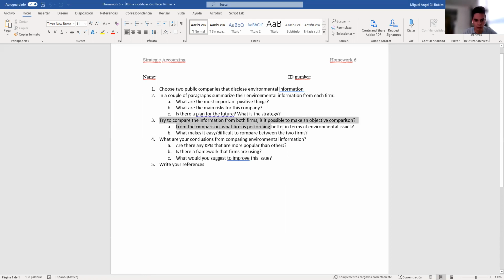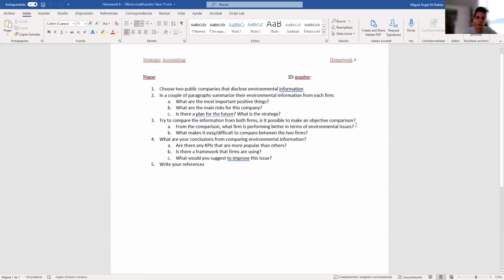And in point number 3, I will ask you to make a comparison between both firms. The first question that I'm going to ask is: is it possible to make an objective comparison? Yes or no, and why? If no, why not? If yes, why is it? And from that comparison, even if you can't make it, give it a try. Do your best to make a comparison, even if it's too difficult.